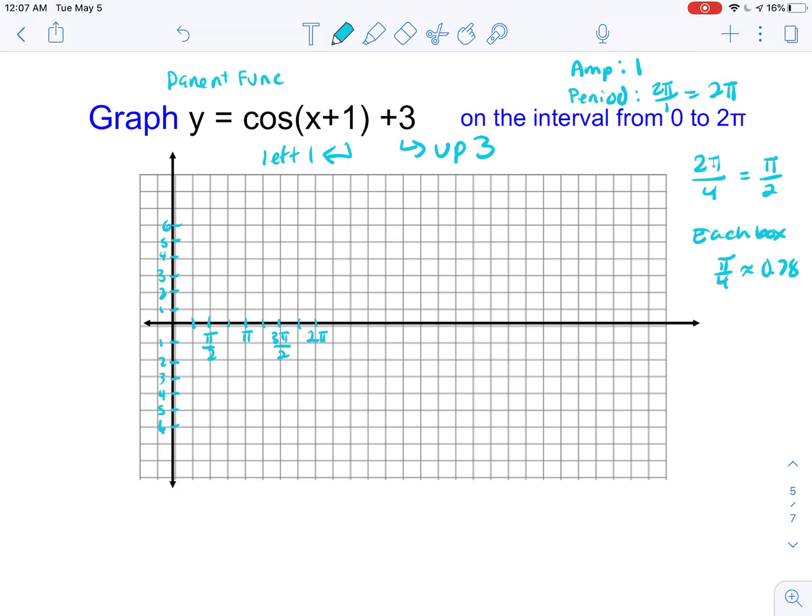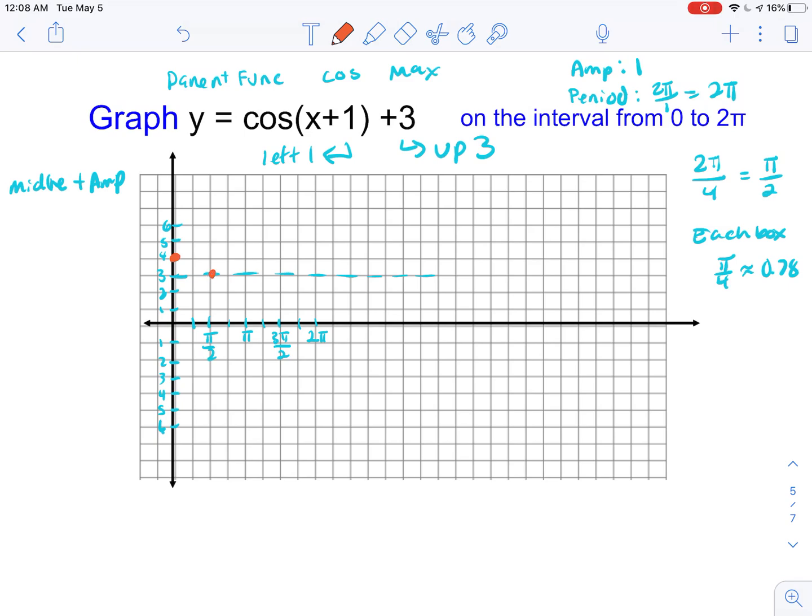And we're going to make each one equal to 1. Okay, so we know that if we were to graph cosine, it would start at my maximum value. So that's what I'm going to do here as well. For my parent function, I'm going to start at my maximum value. But remember, maximum value is my midline plus my amplitude. So my midline is at 3. So my amplitude is 1. So the maximum value that I'm starting with is 4.